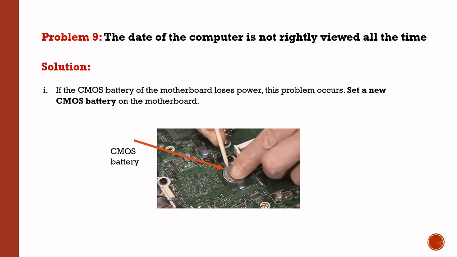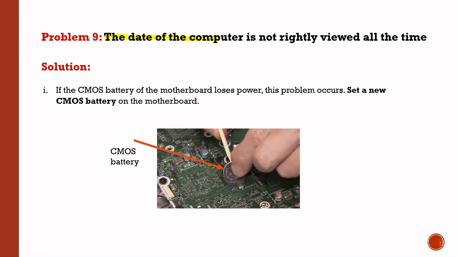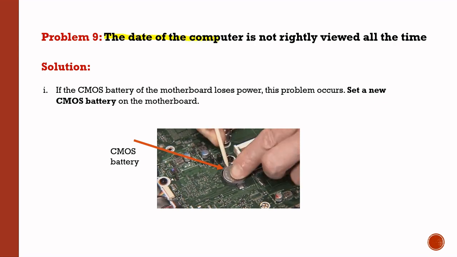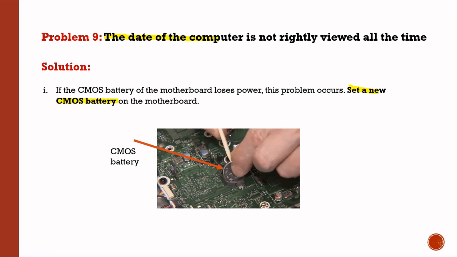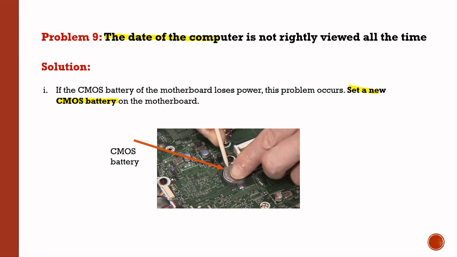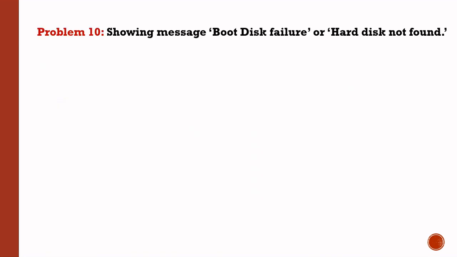Okay, so the problem: the date of the computer is not rightly viewed, and what is the solution? We have to set a new CMOS battery. Done, it is solved. Then the next problem: showing the message boot disk failure or hard disk not found.